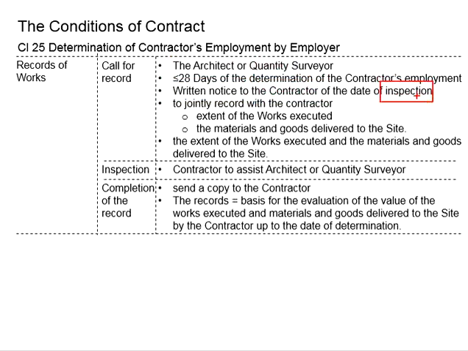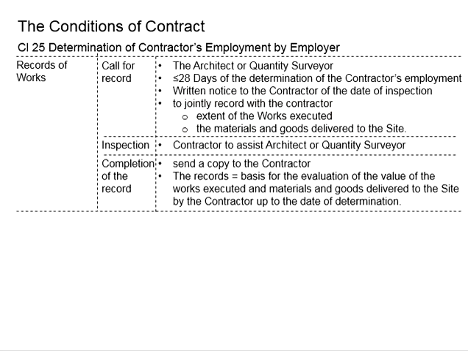This will be a joint inspection between the contractor and the architect and quantity surveyor. They will need to appear together and carry out a joint record regarding the extent of the work executed, as well as the materials and goods delivered to the site. This process is important for the purposes of the final account and to resolve the monetary issues between the contractor and the employer. The contractor will need to attend this inspection.